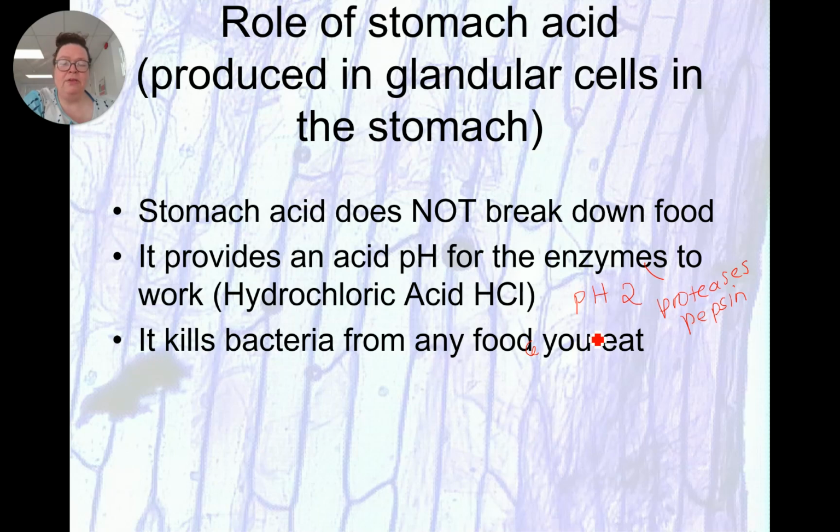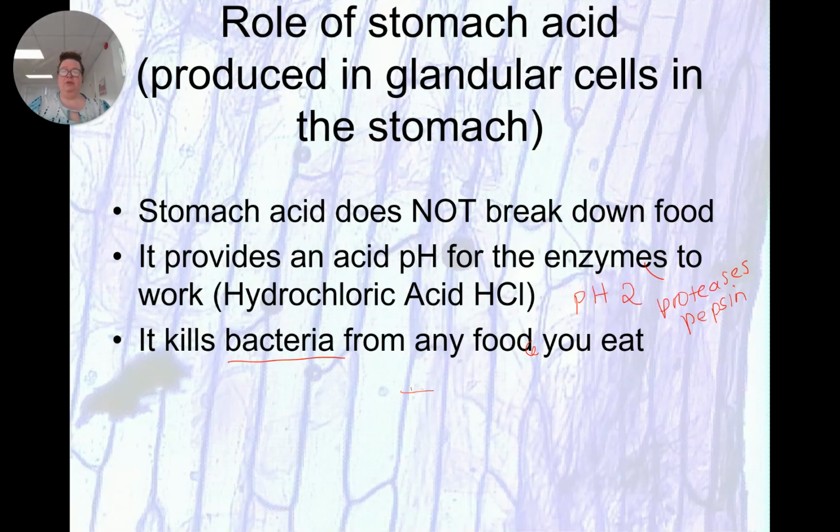So it provides the correct pH for the enzymes to work, and it also kills bacteria from anything you eat, anything you swallow, drinks, etc. That's why we don't get food poisoning very often, but if it does get overwhelmed, then we possibly could. I'm sure a lot of you have had it over the years, perhaps, or you've had a stomach bug, which feels very similar. But generally, the bacteria from the food, like if you've had a dodgy kebab or a dodgy burger, is killed by your stomach acid, so you don't get poorly.